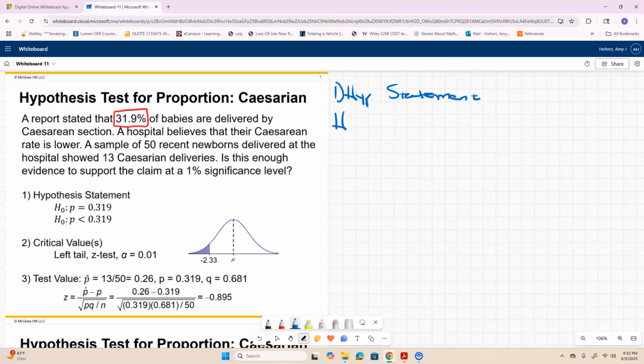So our null hypothesis is the status quo of 31.9%. Remember, it's a p, so p equals 0.319. Our alternative hypothesis is that p is lower. They believe their cesarean rate is lower. So p is less than 0.319.